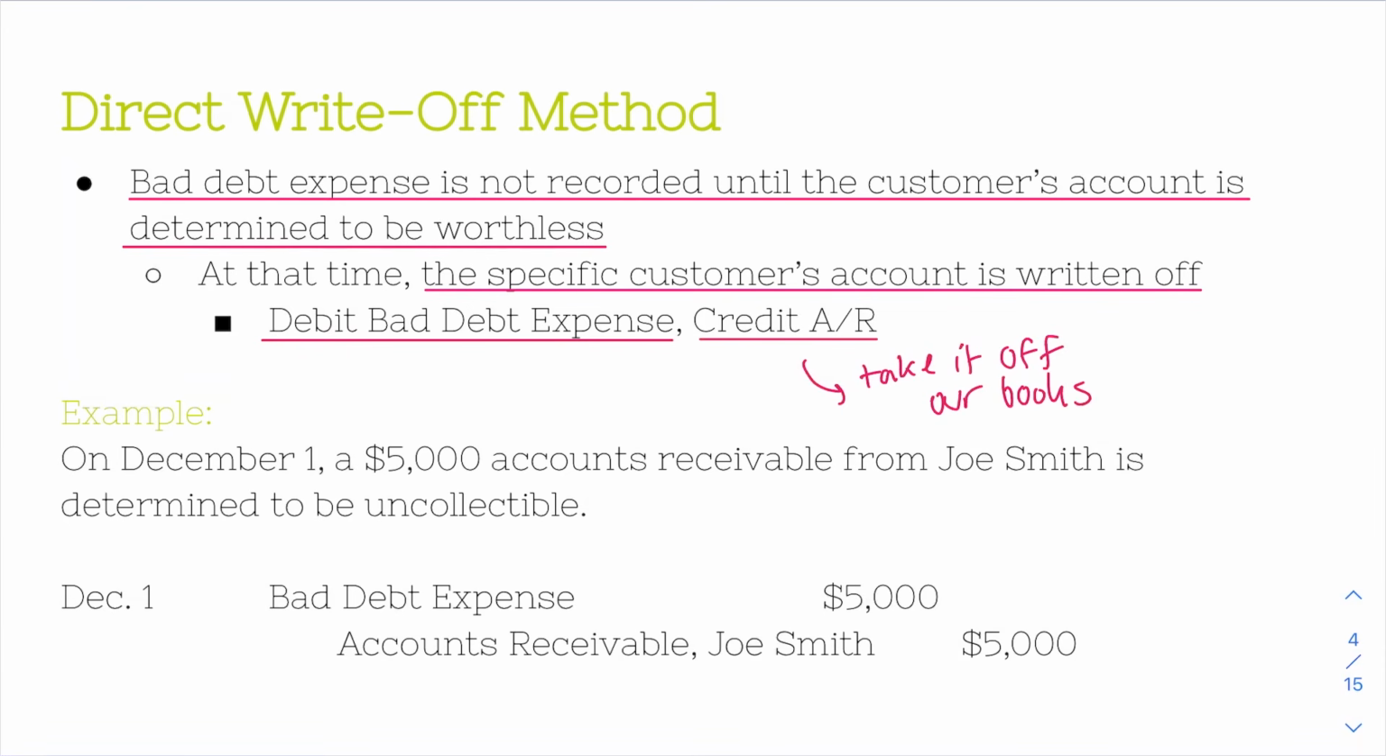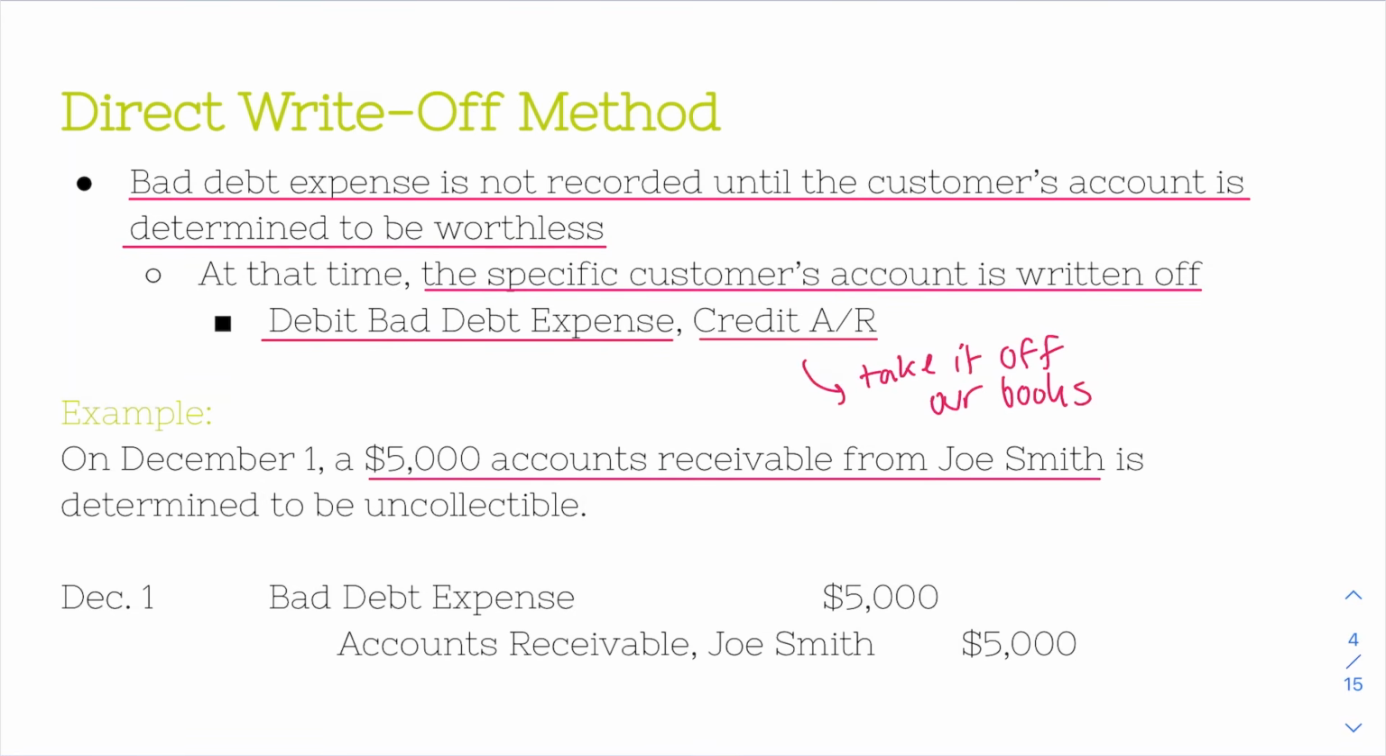Because we're saying it's uncollectible, it's worthless. Accounts receivable normally has a debit balance, so we're crediting it to get it off of our books. So in the example we see down below, on December 1st, a $5,000 accounts receivable from Joe Smith is determined to be uncollectible.